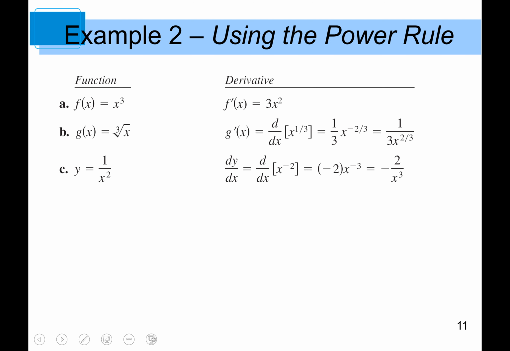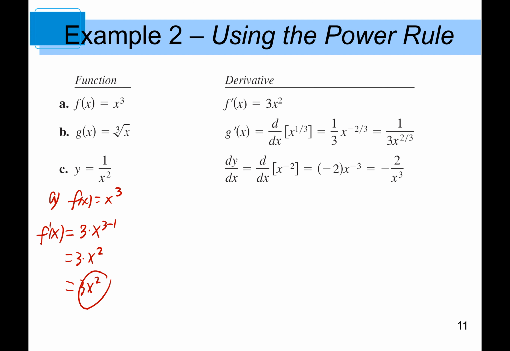Right, so let's use the power rule to find the derivative for all these three things. A, f of x equals x cubed. f prime of x, applying the power rule. As I mentioned, put the exponent in front and reduce the exponent by 1. So we get 3 times x squared. 3x squared is the answer.